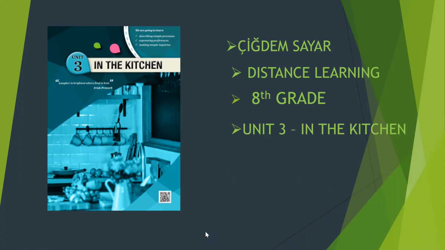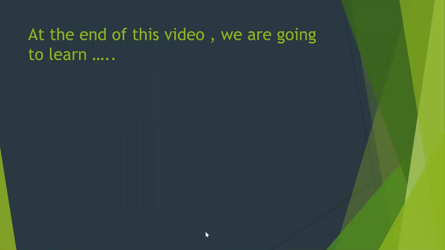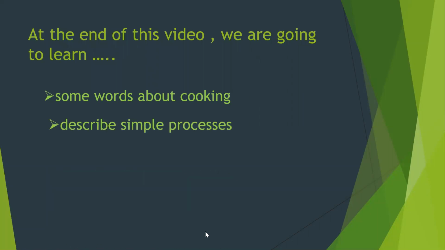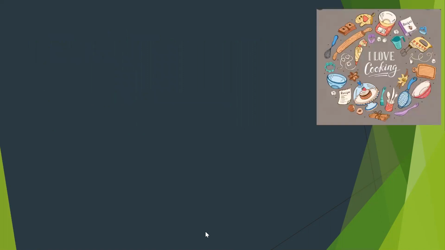And the aims, here they are. After this class, we can recognize some words about cooking and we can describe simple processes. Let's get started. Before starting our unit, first I want to see how interested in cooking you are. Unfortunately, I am the one who asks the questions and I am the one who answers the questions. Why? Because it's distance learning and it needs to be done.